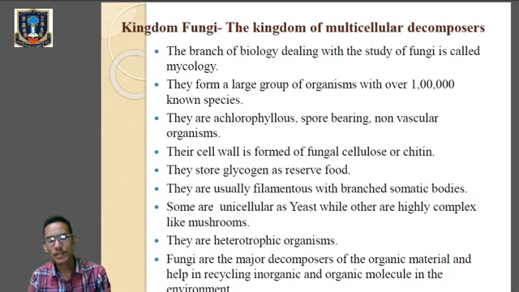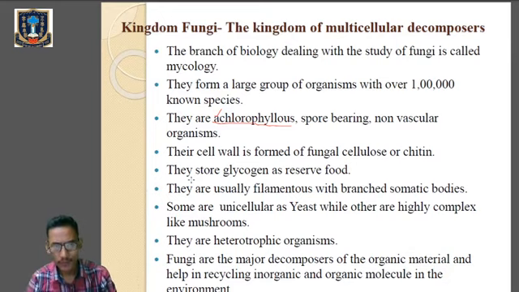So this Kingdom Fungi includes a large group of organisms with over 1 lakh known species. They are achlorophyllous, means they are without chlorophyll. The word 'a' over here means no. So they are without chlorophyll, they bear spores, and are non-vascular, means they don't have vascular tissues. They don't have xylem or phloem. The cell wall of fungi is made up of cellulose or chitin, and they store rich food material in the form of glycogen.